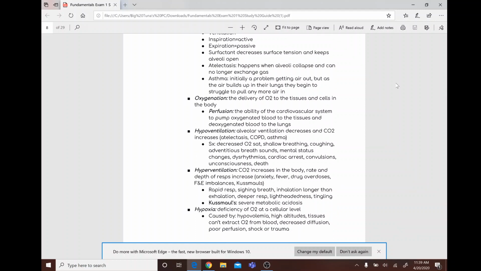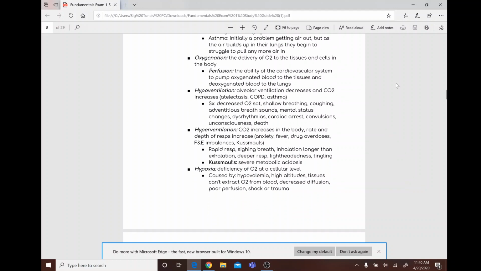What is hypoventilation? Alveolar ventilation decreases and CO2 increases. What are some causes of hypoventilation? Atelectasis, COPD, and asthma. What are the symptoms of hypoventilation? Decreased O2 sat, shallow breathing, coughing, adventitious breath sounds, mental status changes, dysrhythmias, cardiac arrest, convulsions, unconsciousness, and death.